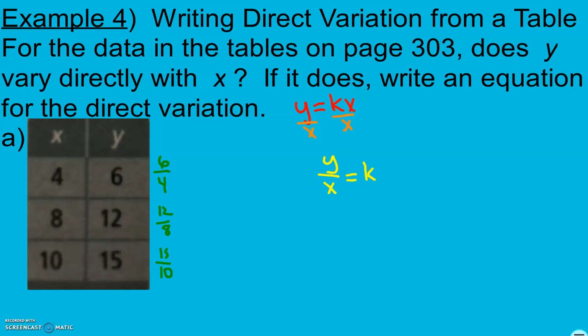I'm going to reduce them down. Here I can take a 2 out of each and I get 3 over 2. Here I can take a 4 out of each and I get 3 over 2. And here I take a 5 out of each and I get 3 over 2. Since all of these equal each other, then yes, it's a direct variation.